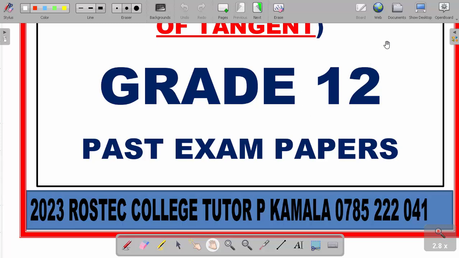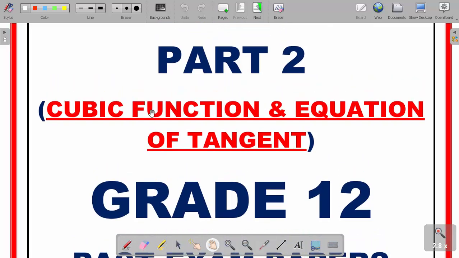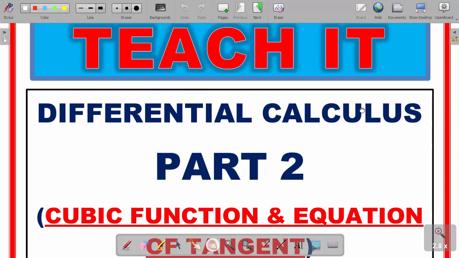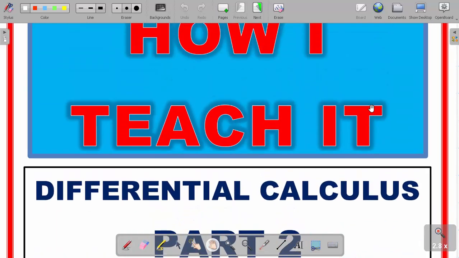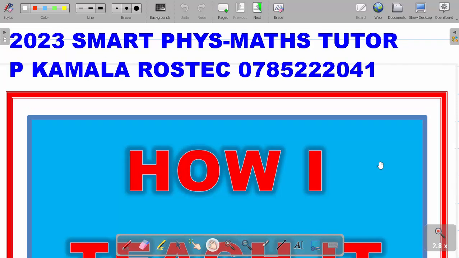Today we're looking at calculus part 2, and this is video 2. We're going to look specifically at the cubic function. Don't forget, in the video we said that calculus covers approximately 35 marks out of paper 1, so it needs enough time for us to do it correctly. So how do I teach it? Calculus part 2. Let us start.